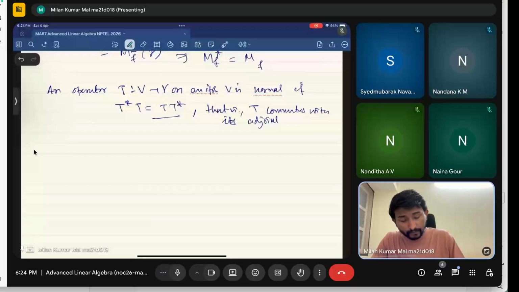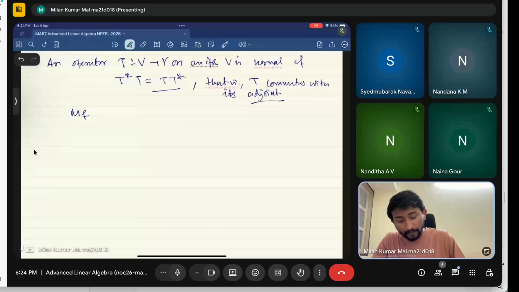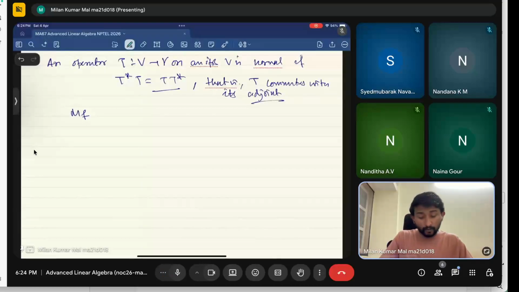Indeed, we have checked that M_f star is actually the multiplication by f bar. Maybe that's not the correct option; the option was M_f star equals M of something or not. But actually, M_f star is M of f bar, multiplication by f bar. Indeed, we observed that M_f star is equal to this one.